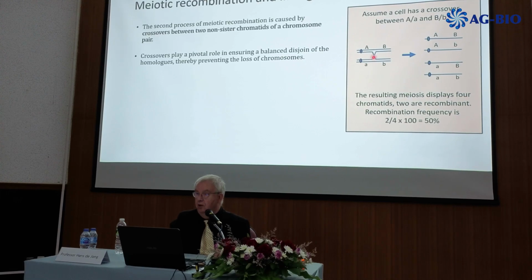If there are no crossovers, probably important to mention, if there are no crossovers between A and B, there's nothing to keep the chromosomes together at meiosis, at metaphase 1. And what happens is that the two chromosomes either get lost or they go to the same pole, and so you get an unbalanced disjunction of homologs. So it is very important. Crossovers are not only there to create recombination, they are one of the stabilizing factors in the course of meiosis.